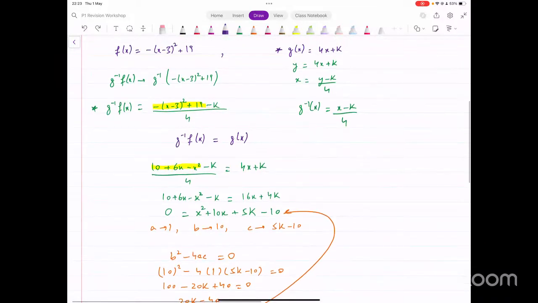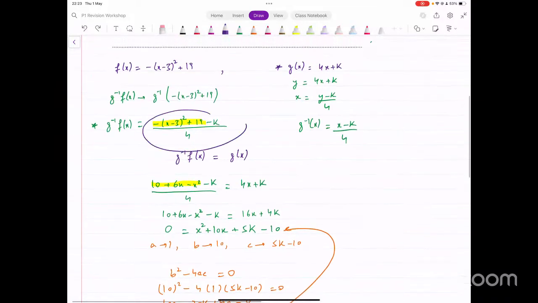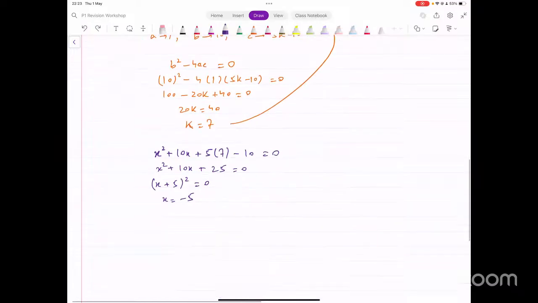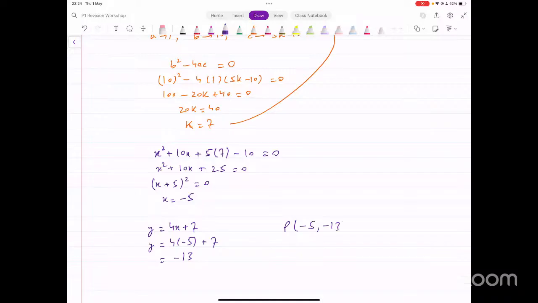I can just input that in the linear function, which is 4x plus k. y equals 4x plus k, that's 7. So it becomes 4 into minus 5 plus 7, and that gives us minus 13. So the point P that we were looking for is minus 5 and minus 13. That's your final answer. Is that okay? Any problems with this?